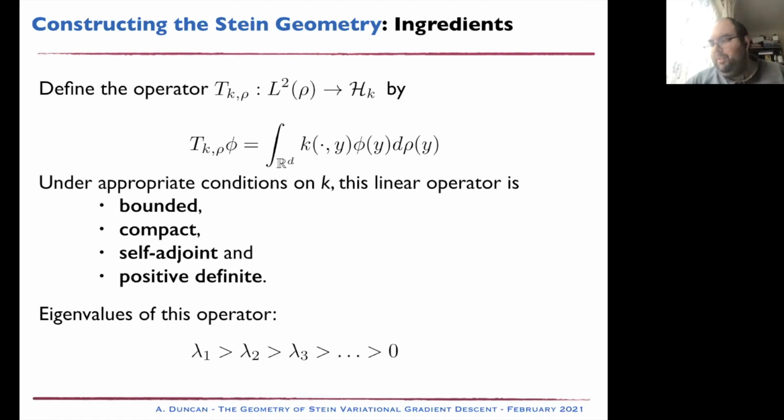And it has some really important properties. As you can imagine, if k is smoothing and k is nice, then it's going to be a very smoothing operator, right? So imagine k was like a Gaussian RBF kernel. Then it's a bounded operator, it's compact, it's self-adjoint, it's positive definite. It has a set of eigenvalues which are decaying to 0. And so typically for normal kernels, this is a very smoothing operator.